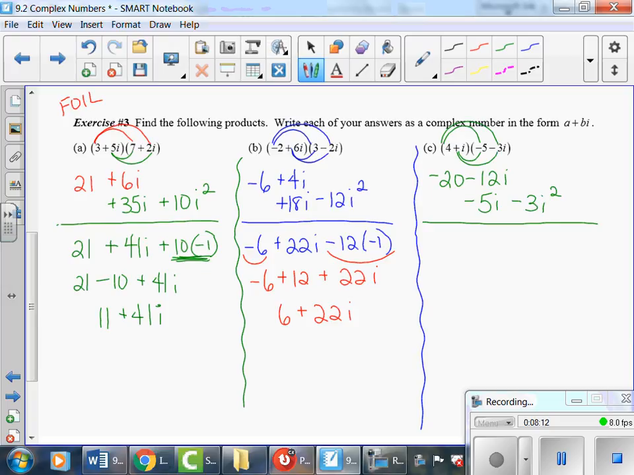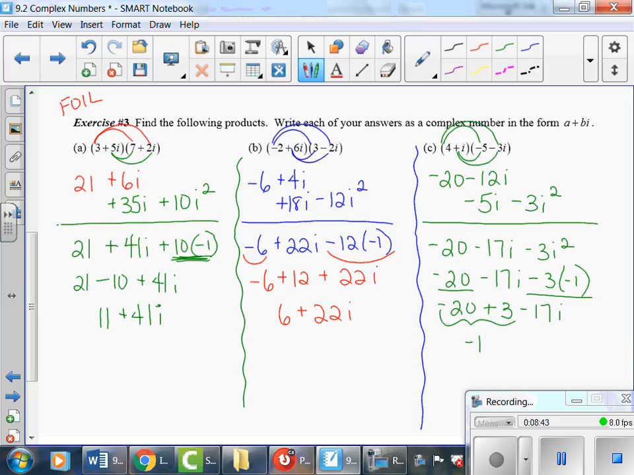So we're going to add our like terms. We get negative 20 minus 17i minus 3i squared. So it's negative 20 minus 17i minus 3 times negative 1. Now here I did one extra step, so no worries about that. So I get negative 20, that's this one. That's a negative 3 times a negative 1, hopefully you're telling me plus 3, minus 17i. Combine like terms here, negative 17 minus 17i is going to be my final answer.